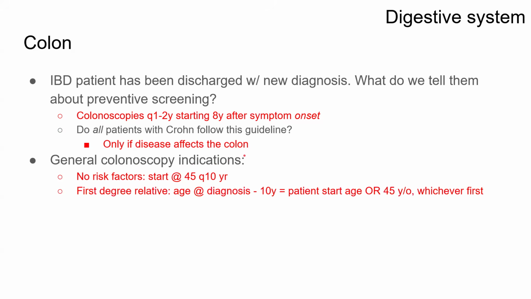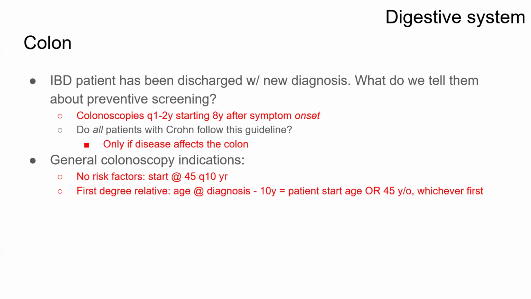If you have a first degree relative with a history of colorectal cancer, you take their age at diagnosis, subtract 10, and that's your start age, unless that comes after 45 years old. Let's say, for example, someone's mom had colorectal cancer diagnosed at 60. 60 minus 10 is 50, which comes after 45. So they still start colonoscopies at 45.